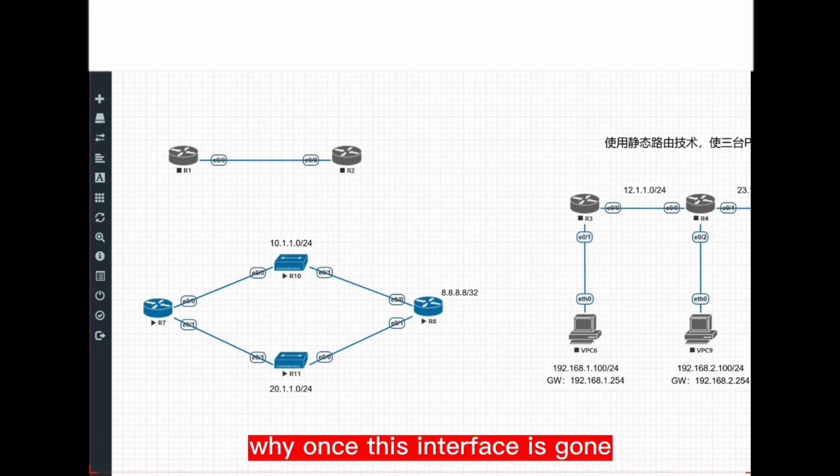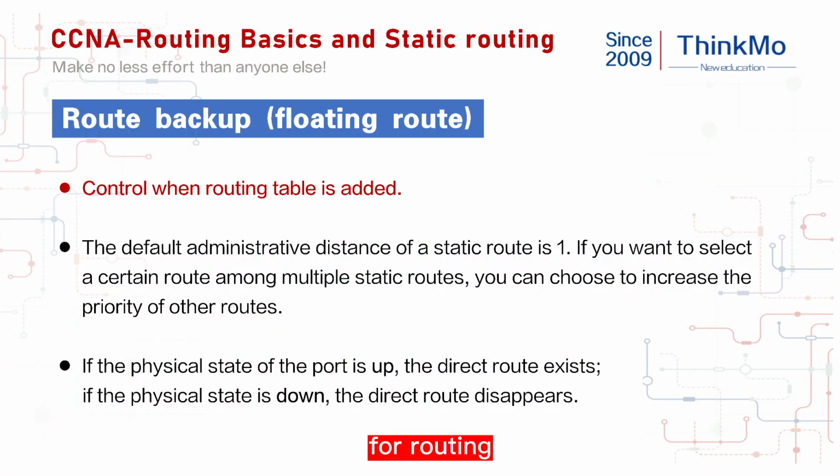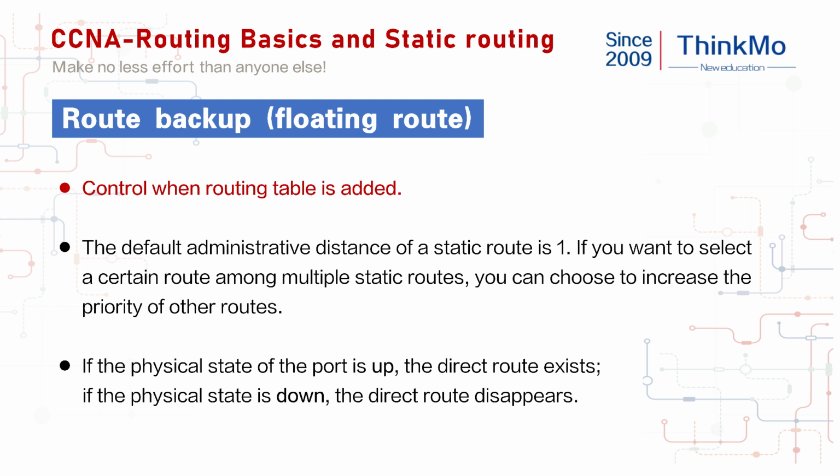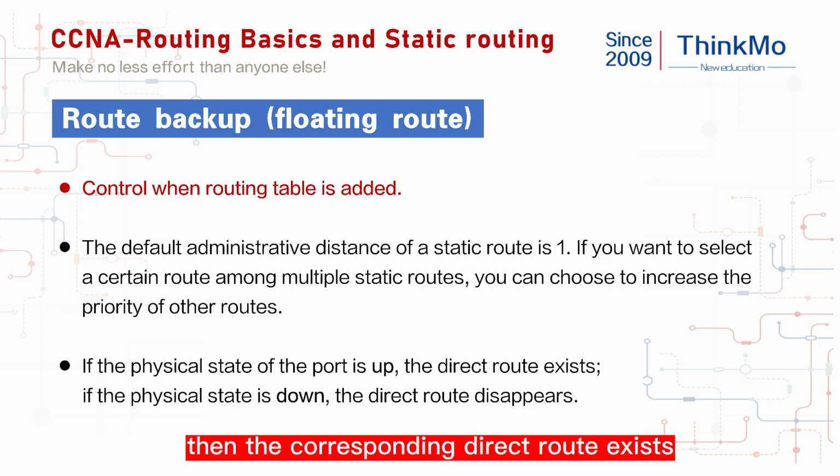Why, once this interface is gone, does the corresponding route disappear? For routing, if the physical state of a port is up, then the corresponding direct route exists.